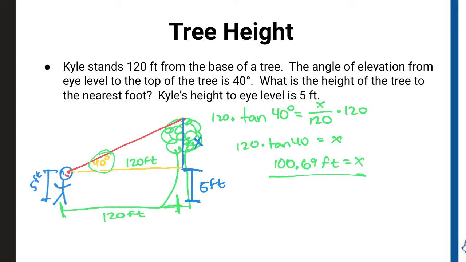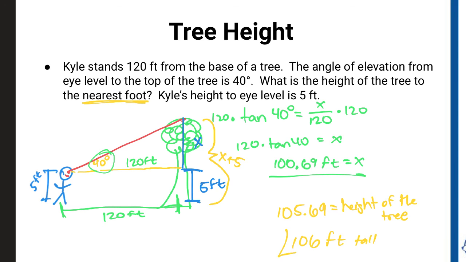That's not the entire height of the tree, because the entire height of the tree goes from the very top all the way to the bottom, and this would be x plus 5. So I have to add 5 to this actually to get the correct height. So 105.69 is equal to the height of the tree. So make sure you go back and read the directions, because they say it's nearest foot. So this actually is going to be 106 feet tall. It's a nice sized tree.